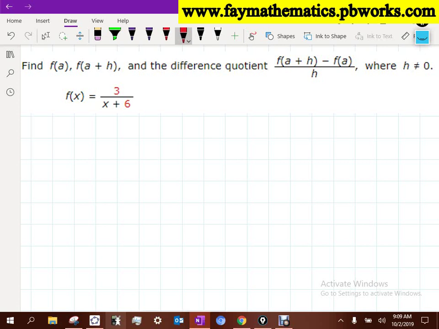Asked you to use the difference quotients we talked about yesterday with question 21. But this one incorporates a little bit different algebra as we progress through it. So we'll make sure that we understand that algebra, understand the processes, and why we do them the way we do them. So the first one, they ask you to find f of a. Obviously, that's going to be 3 over a plus 6, right?